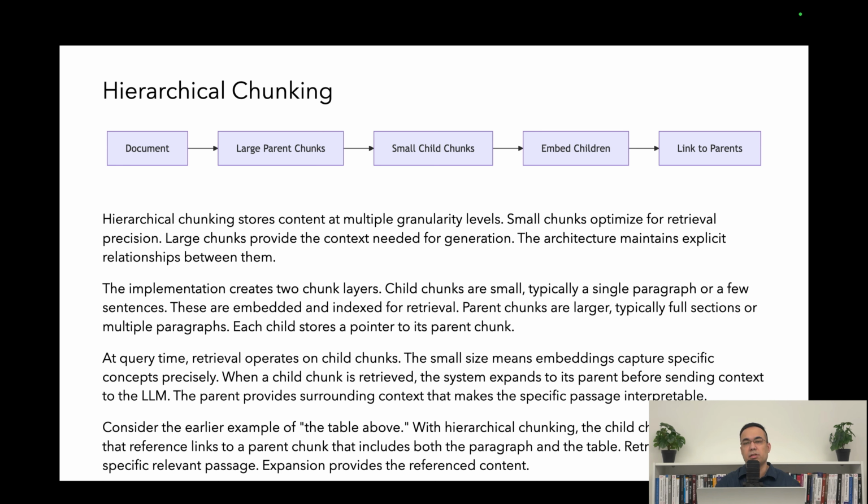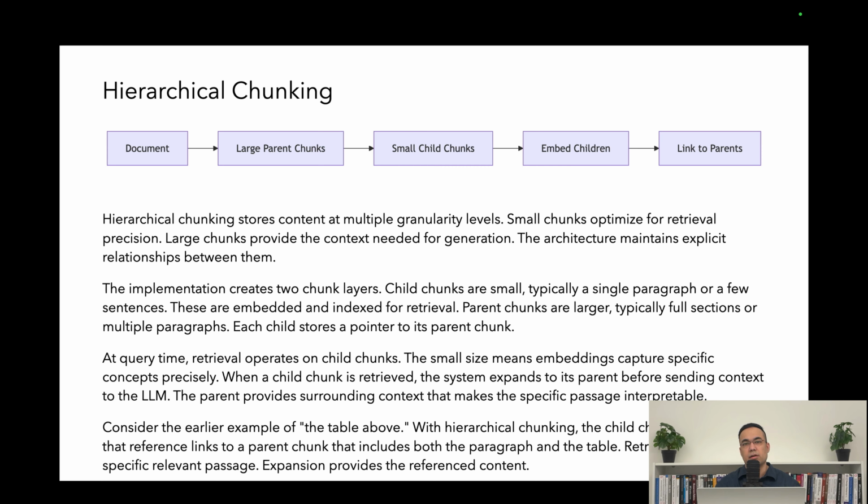At query time, retrieval operates on the child chunks. The small size means the embedding captures the specific concepts pretty precisely. When a child chunk is retrieved, the system expands to its parent before sending the context to the LLM. The parent provides the surrounding context that makes a specific passage interpretable.